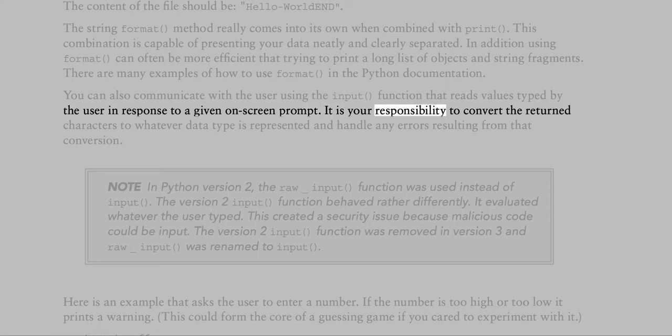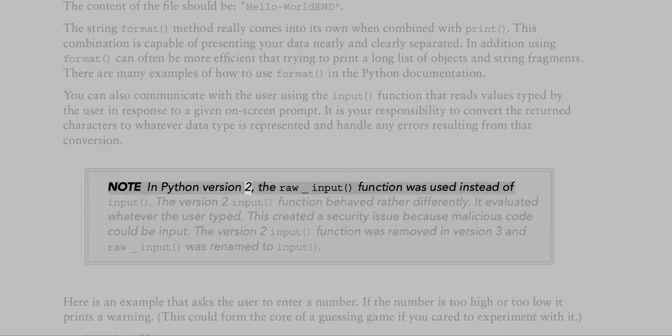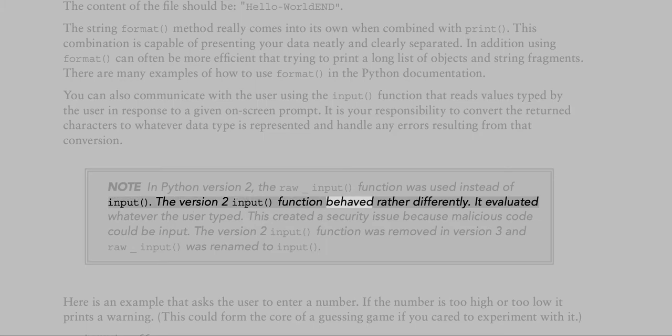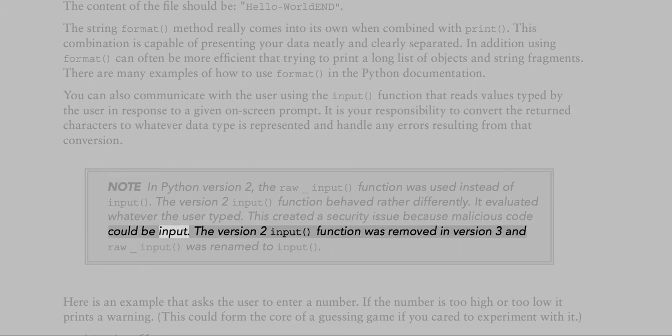It is your responsibility to convert the returned characters to whatever data type is represented and handle any errors resulting from that conversion. Note in Python version 2, the raw_input function was used instead of input. The version 2 input function behaved rather differently. It evaluated whatever the user typed. This created a security issue because malicious code could be input. The version 2 input function was removed in version 3, and raw_input was renamed to input.